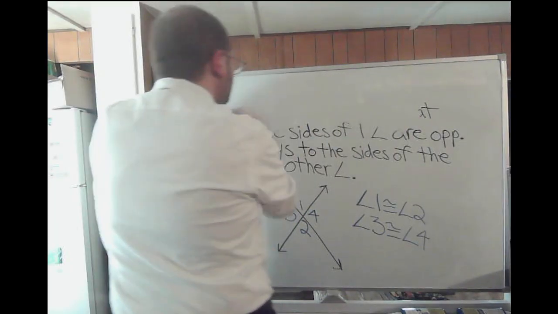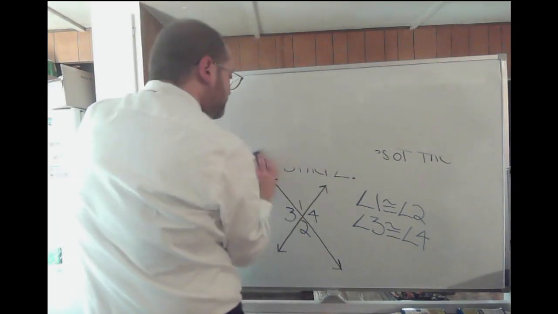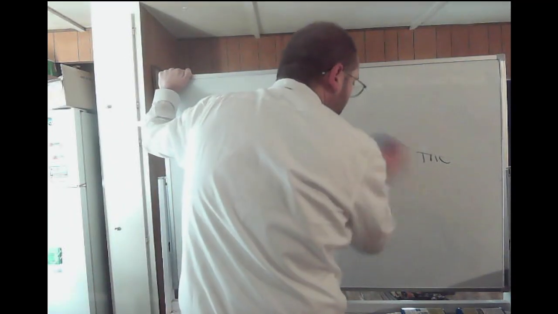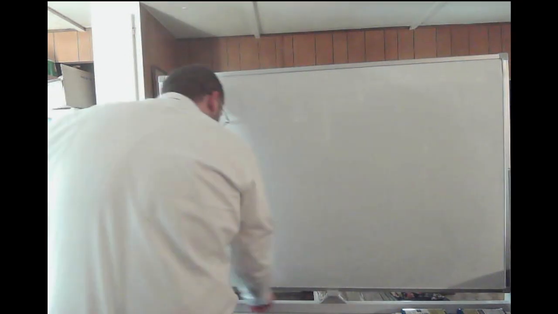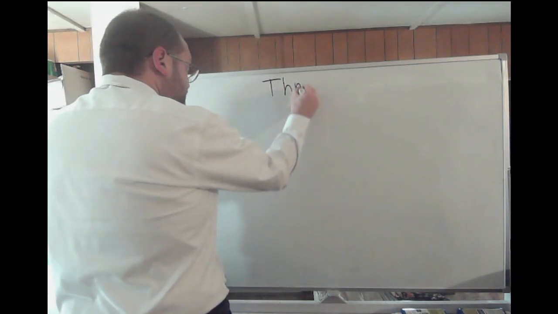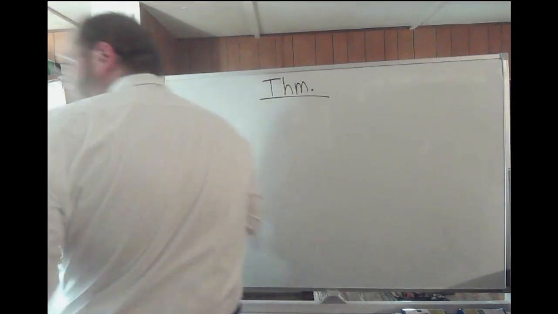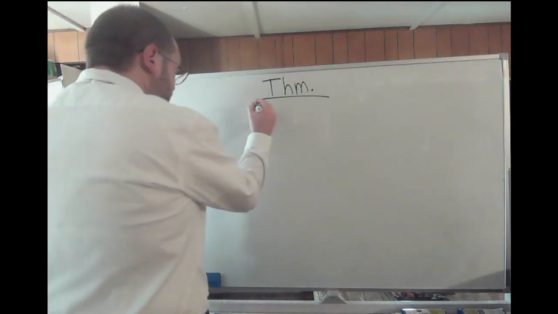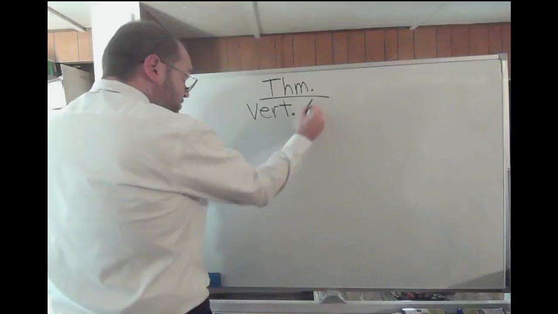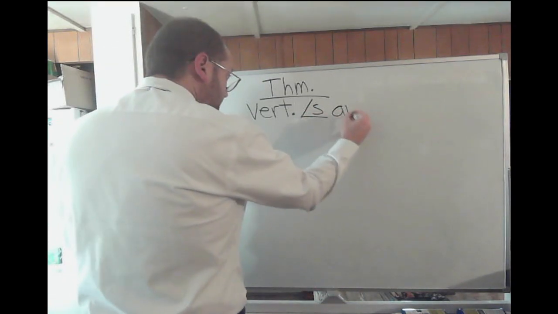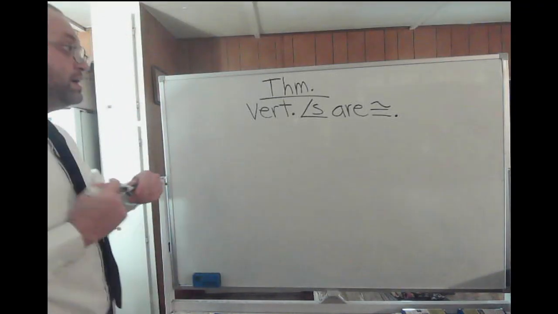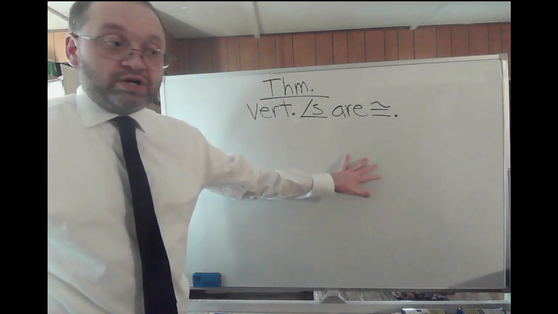Now, I have a very short theorem here. I have 2 proofs, and then I have a couple of exercises with vertical angles. Okay, so here is another theorem for you, which I'm just going to abbreviate THM. This is very short too. Vertical angles are congruent. Okay, so the theorem is that vertical angles are congruent.